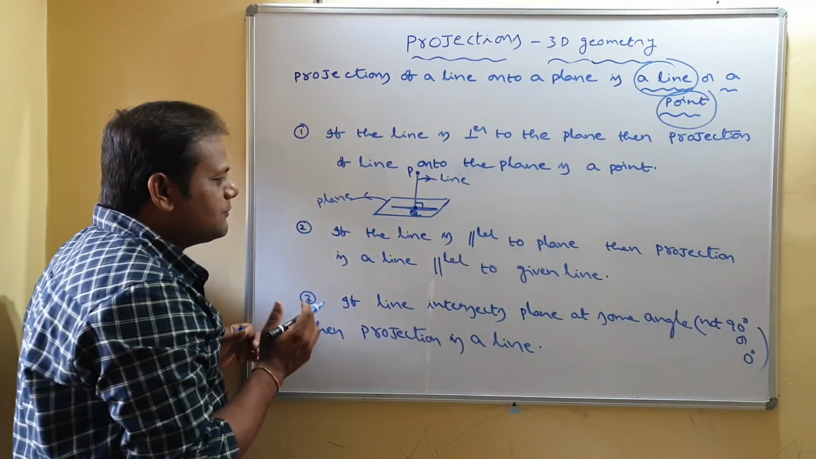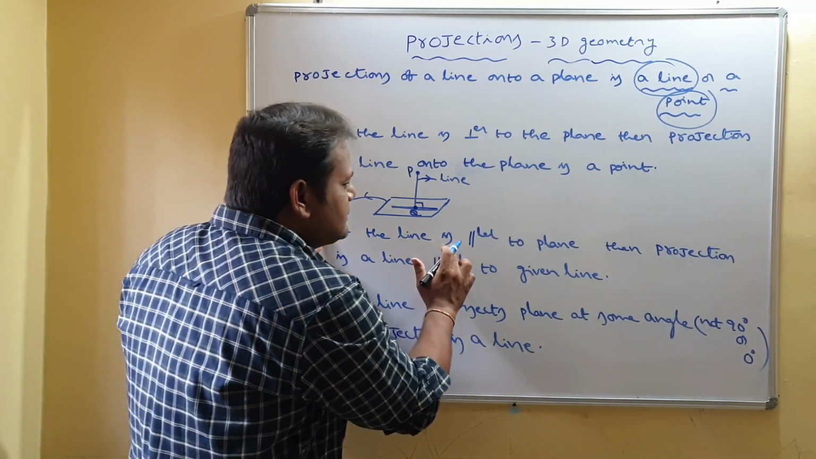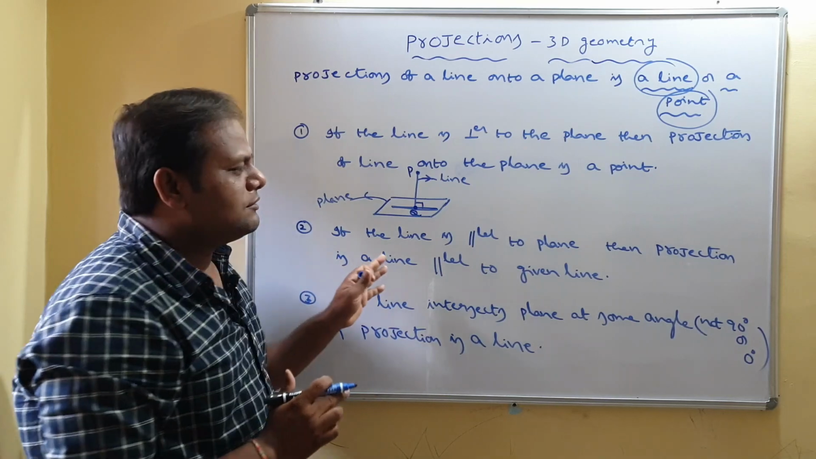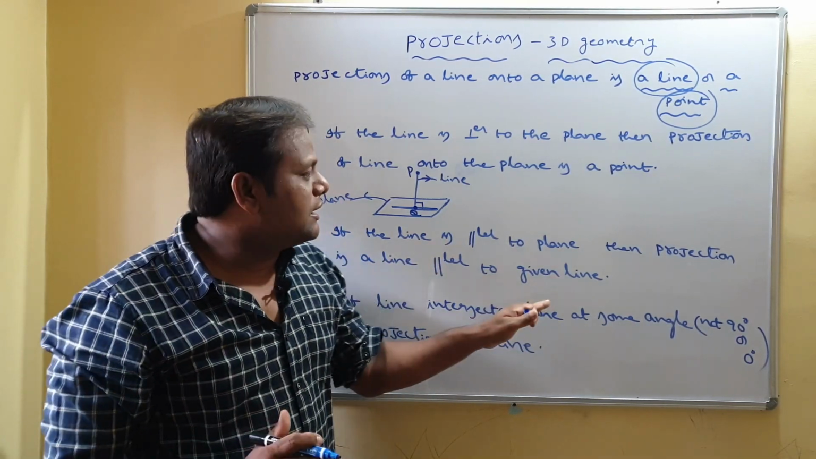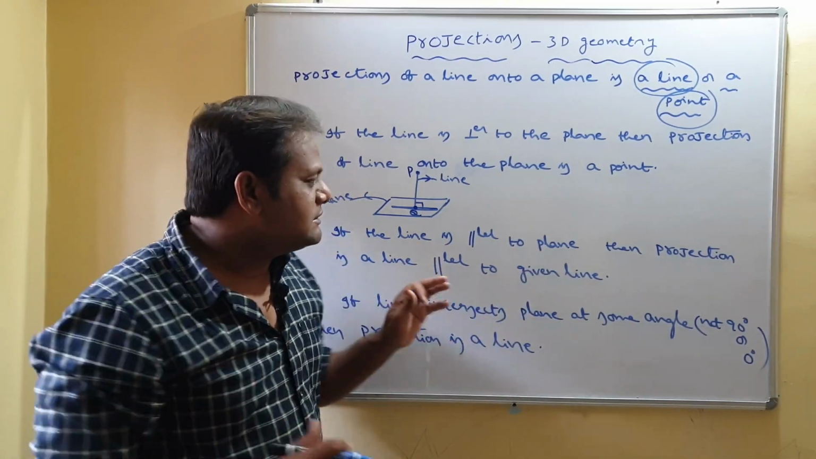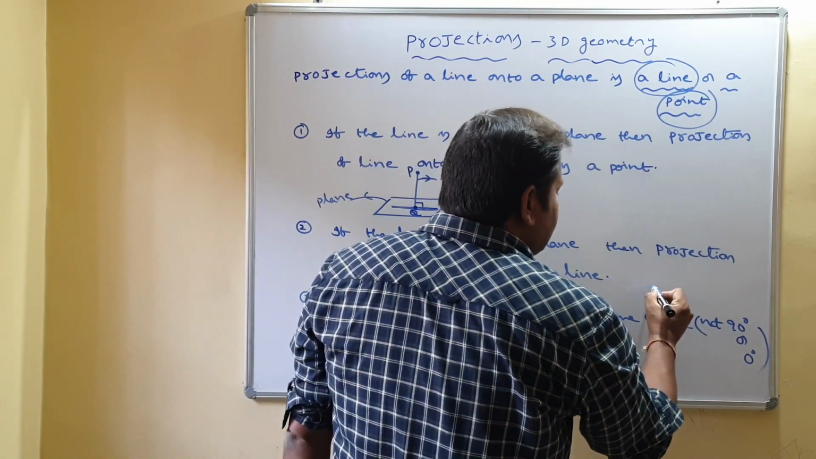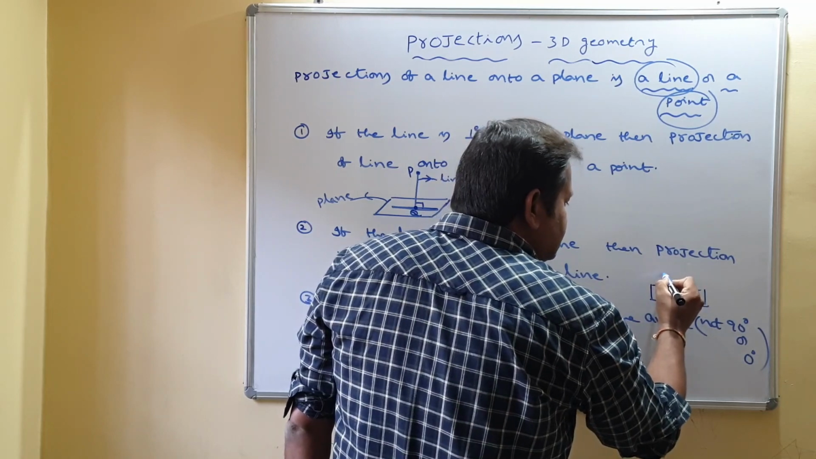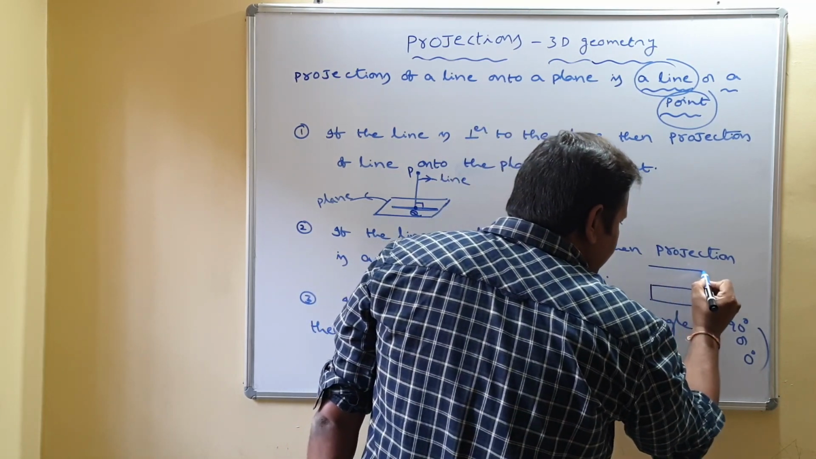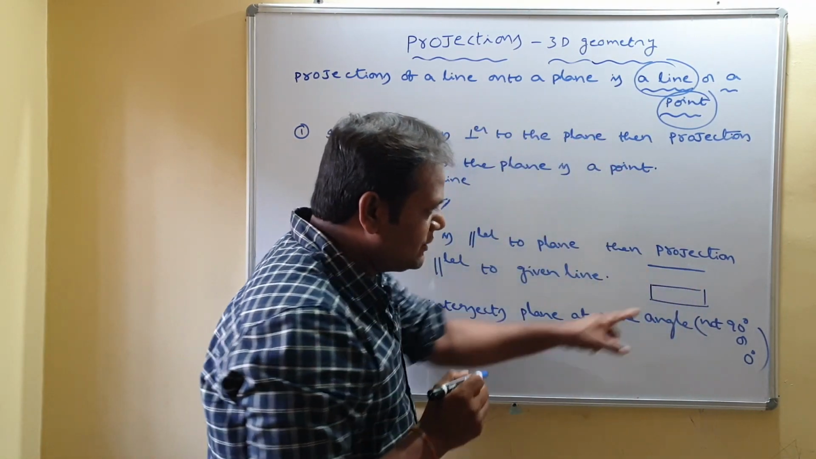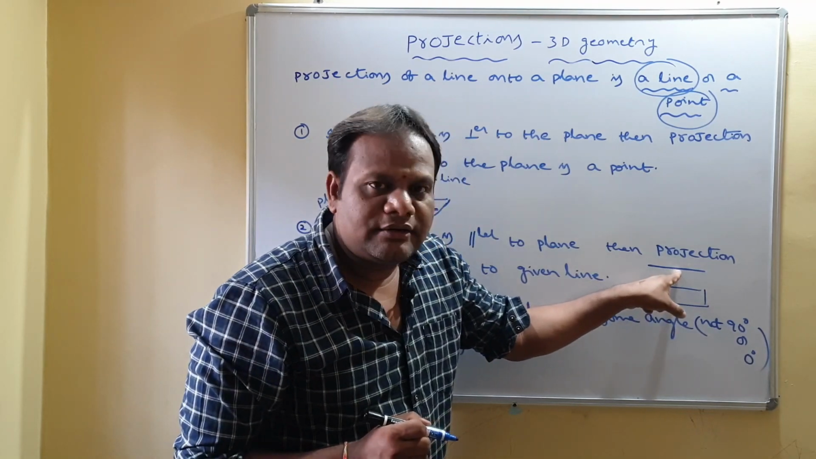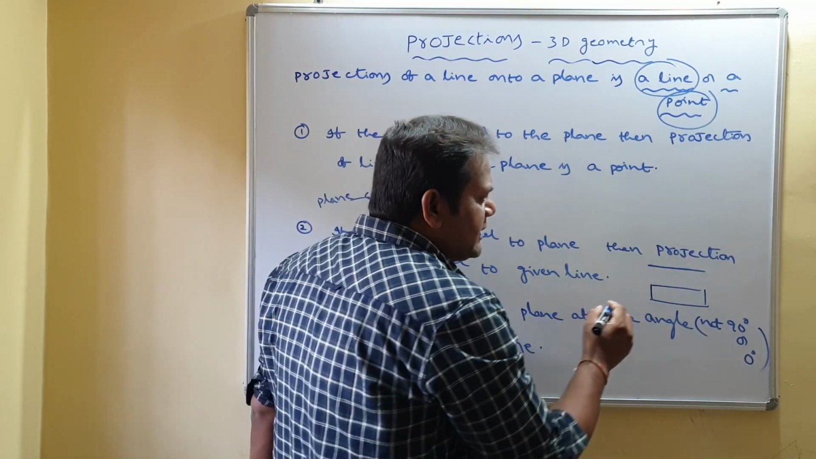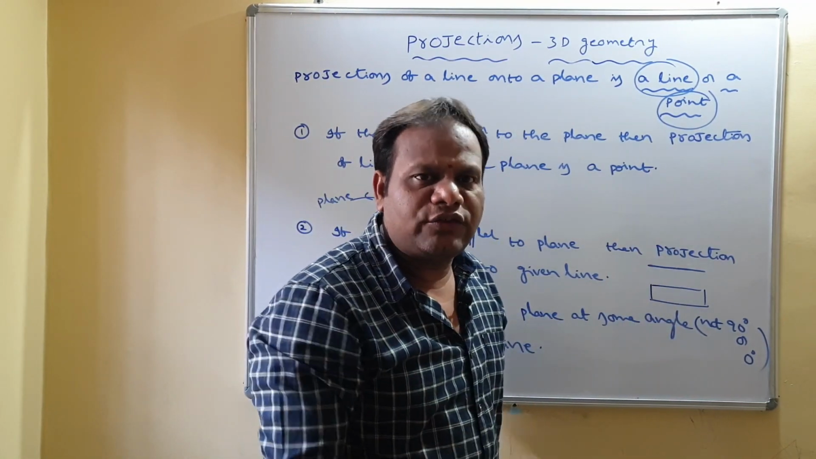Coming to the second one, if the line is parallel to the plane, then the projection is a line parallel to the given line. See now, suppose I am taking that this is the plane and this is the given line. Here you see that the plane and line are parallel. In this case, to get the projection, what we do?